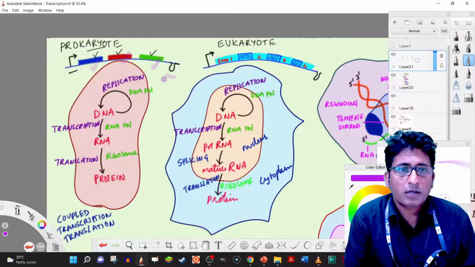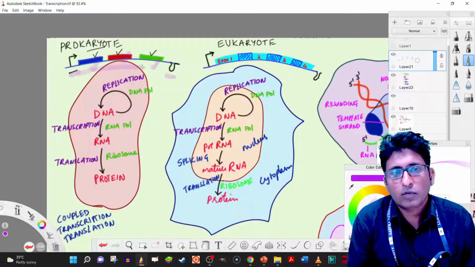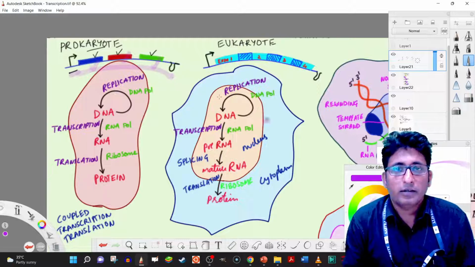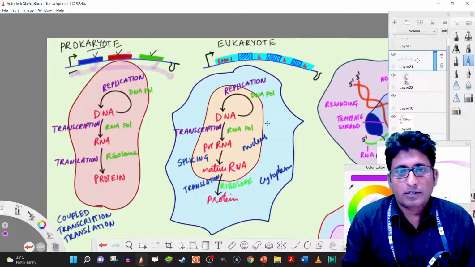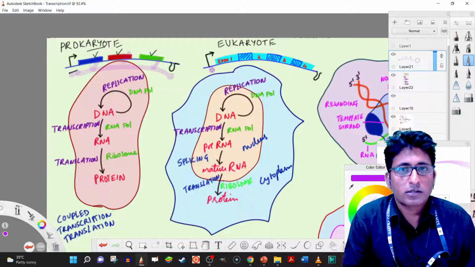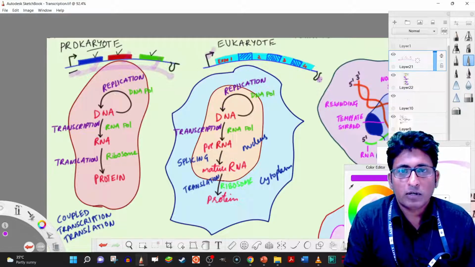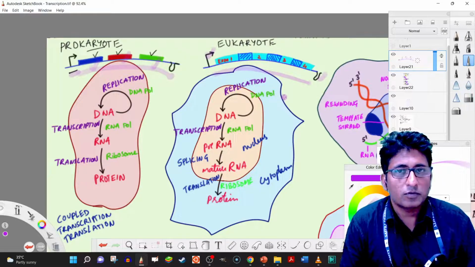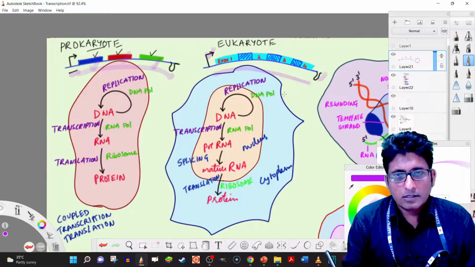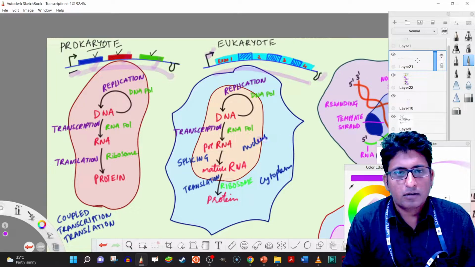So if transcription occurs, it would start at the promoter, and this whole region would be transcribed and then end there. Eukaryotes are a little bit different in the sense that they are usually monocistronic, meaning that one gene has one promoter and one terminator, so the mRNA that is produced will produce only one type of protein.